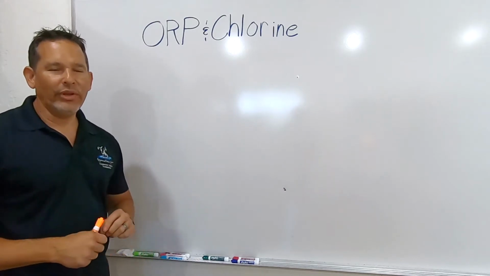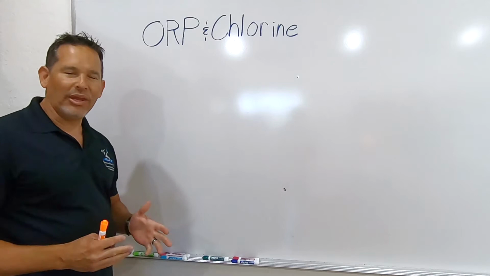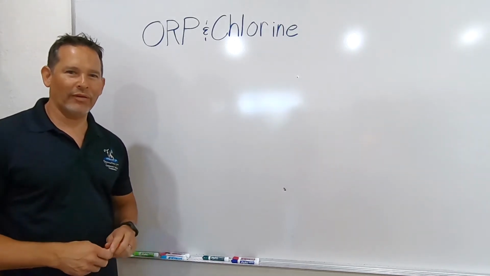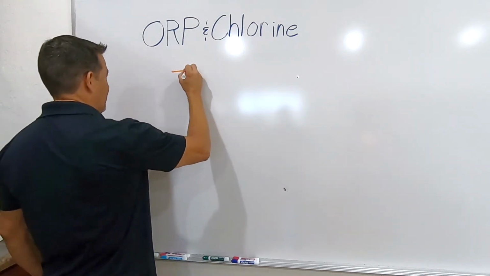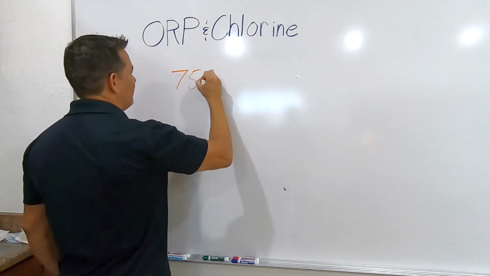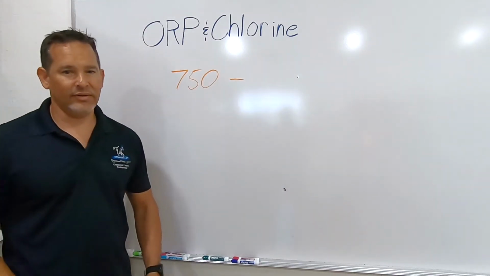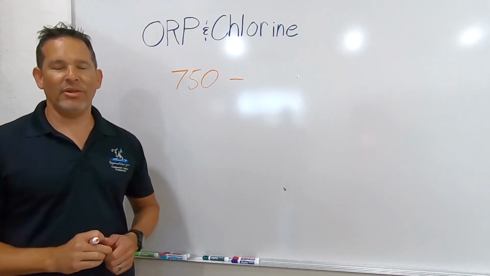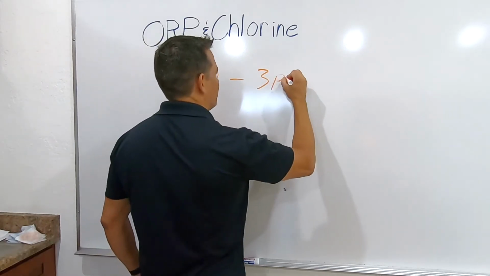Okay, I'm going to give you a really brief overview on what happens when your ORP goes down and you're using a chemical controller of some sort. Now, let's just start at the same number, 750. Because in most municipalities, they require you to maintain at least 3 parts per million in a pool. So let's just say you're at 3 parts per million here.